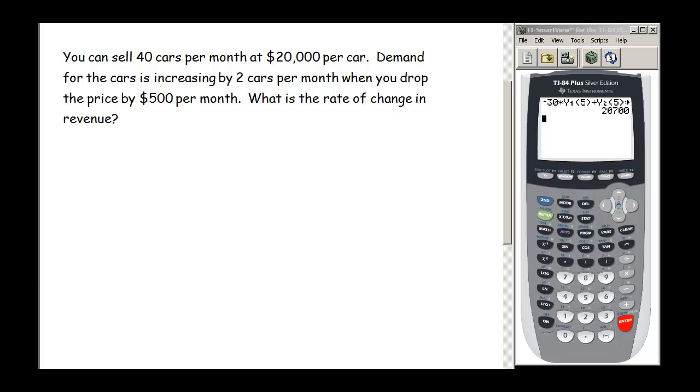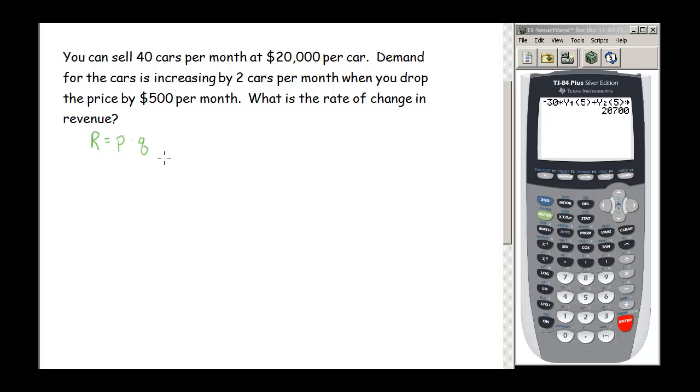Okay, so here we have a second problem, and let's read it together. It says you can sell 40 cars per month at $20,000 per car. Demand for the cars is increasing by 2 cars per month when you drop the price by $500 per month. What is the rate of change in revenue? Okay, so first of all, we're talking about revenue again. And we know our revenue equals our price times our quantity.